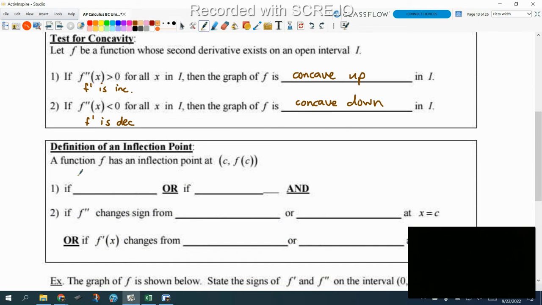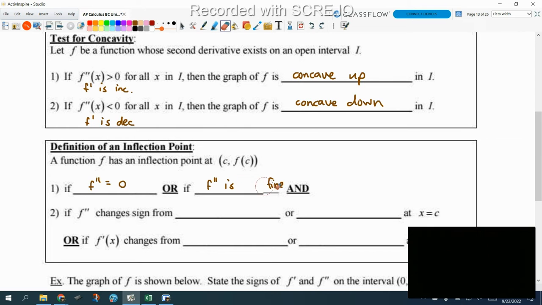All right, definition of an inflection point. So an inflection point is where a function changes concavity. So that's the simple definition. Okay, we'll write out our answers down here. So a function f has an inflection point at c, f of c, if f double prime is equal to 0, or if f double prime is undefined. These are similar to critical points, except they involve f double prime instead of f prime.